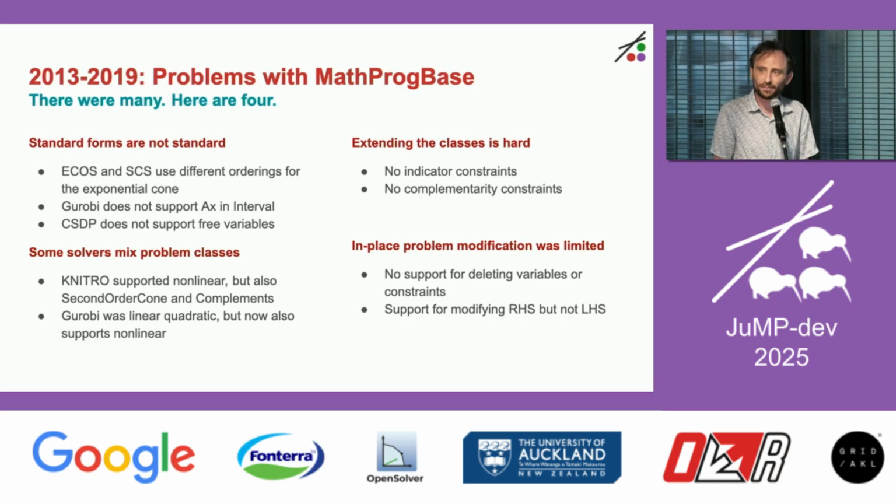And then there were solvers that mixed these three problem classes. So Knitro was nonlinear, but it also supported the second order cone. And Gurobi was linear quadratic, but now it has some nonlinear features. And so these three buckets were not enough to describe all the differences between solvers. The three buckets also were quite hard to add new features to. So at the time, we didn't support indicator constraints. We didn't support complementarity constraints. And we had no plan for that to work.